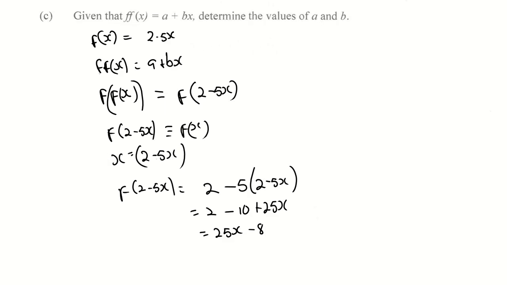Oh, hold on. We ain't done. They ask you to determine the values of a and b. So if we equate this with a plus bx, and if you recall, I told you b is the coefficient of x. So b would be equal to 25, and a is the number that stands by itself. So a would be negative 8. Not just 8, it also goes with the sign. The sign in front of the constant 8 is negative. So that is why a is negative 8. Do we understand this, everyone?